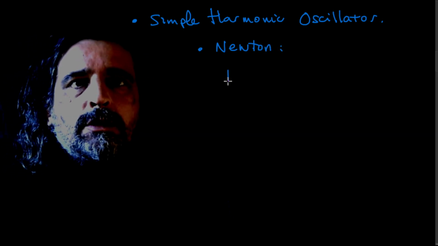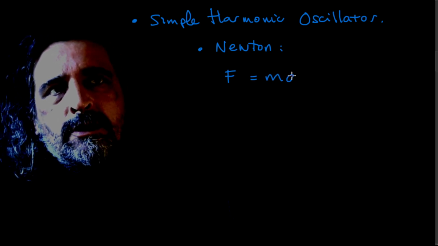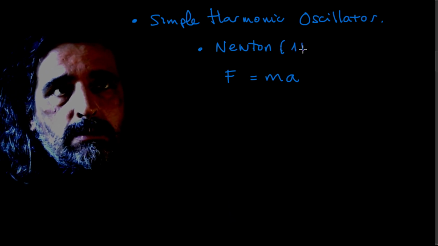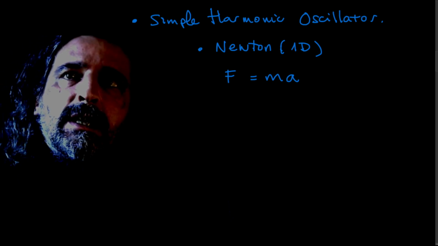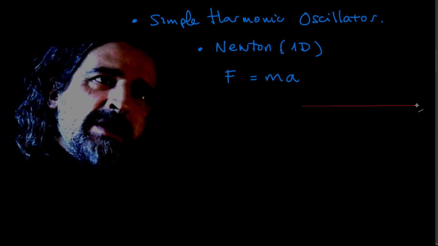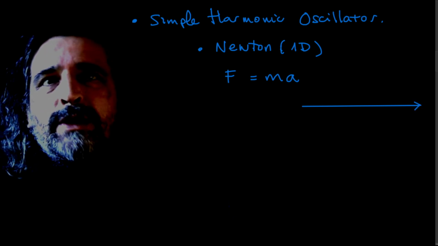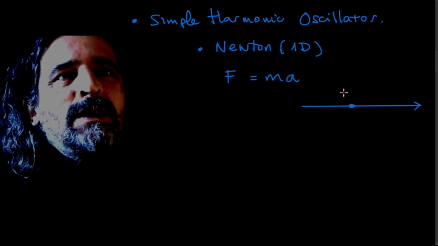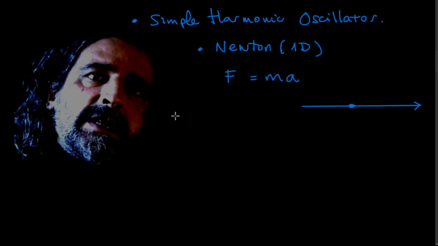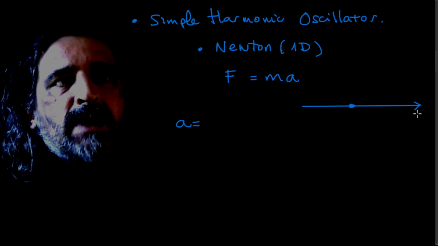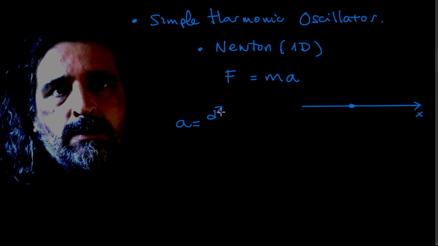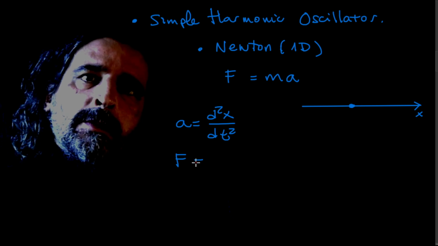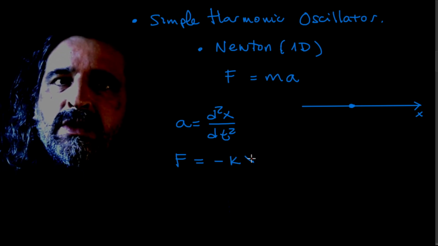So Newton told us that force is equal to mass times acceleration. These are vector equations anyway, but in one dimension. In 1D, what you have is a single line, right, of a space. And then physical particles, objects, move along that line back and forth according to this law, right? So the acceleration turns out to be the second derivative of the position with respect to time. And the force is minus k times x.